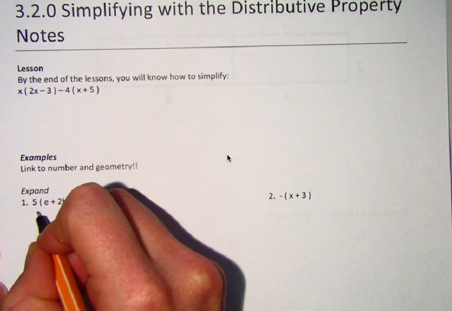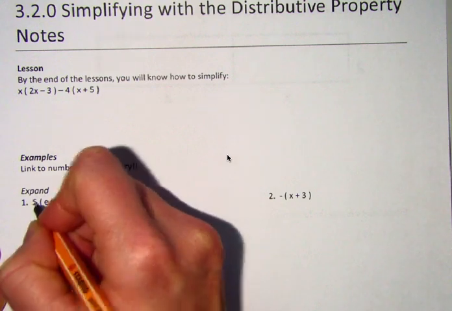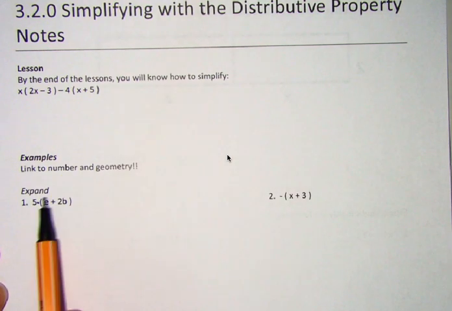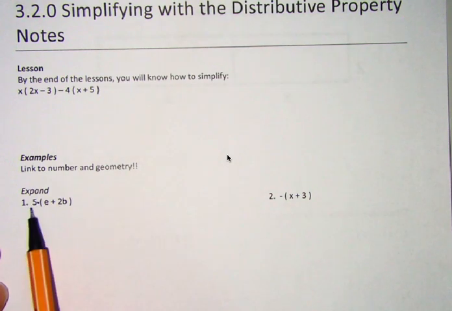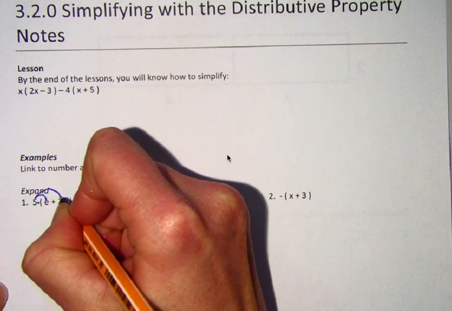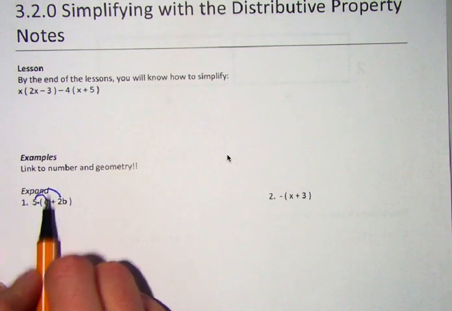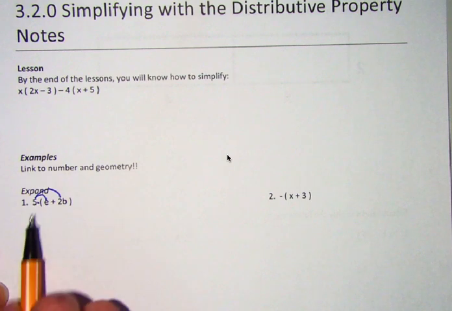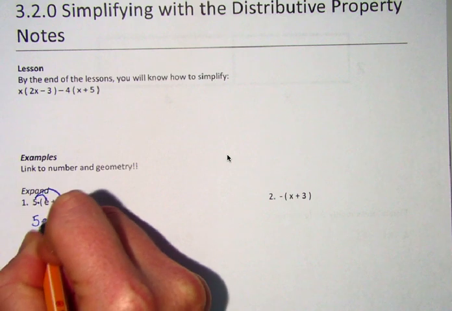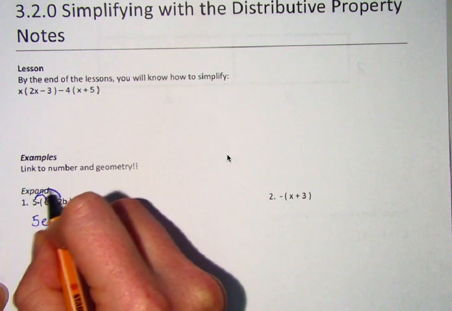So here we've got 5 brackets e plus 2b. It's important to notice that we've got an invisible multiplication sign there, and the brackets act like a bag. So you've got 5 bags of e and 2b. So you've actually got 5 lots of e and 5 lots of 2b. So we're going to do what we call distributing the 5. So we're going to multiply. So 5 times e is 5e, and 5 times 2b.